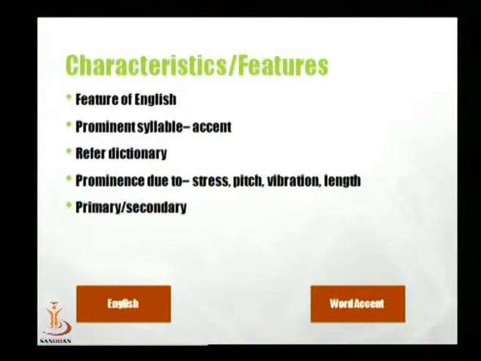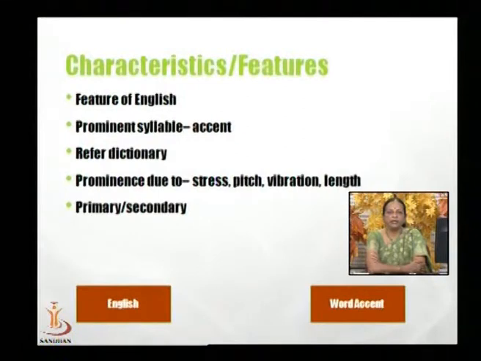What do we mean by stress? What do we mean by accent? The prominent syllable. As we pronounce words, as you think of any word in the English language which has more than one syllable, you would notice that one part of the word gets to be emphasized, stressed, accentuated much more than the other syllables. And this is what we mean by accent or stress.